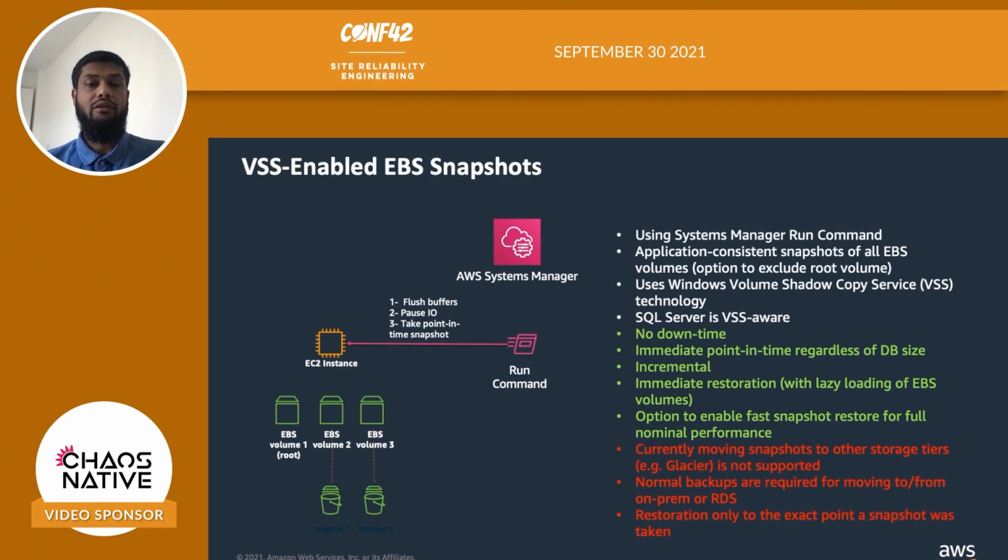Now, this Run Command document creates a snapshot of all the EBS volumes attached to the target instance. You also have the option to exclude the root volume, as most often the user database files are stored on the other volumes. In case you stripe the EBS volumes across multiple volumes to create a single file system for SQL Server files, EBS also supports crash-consistent multi-volume snapshots using a single API command.